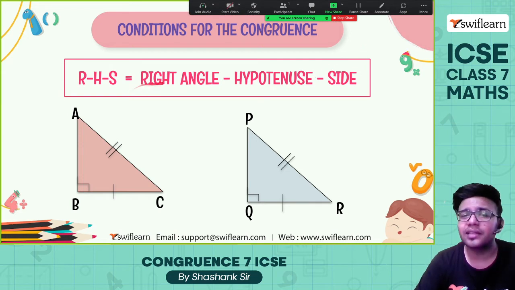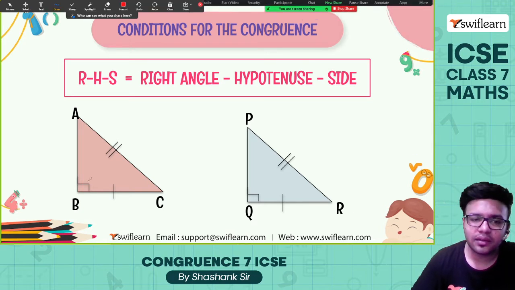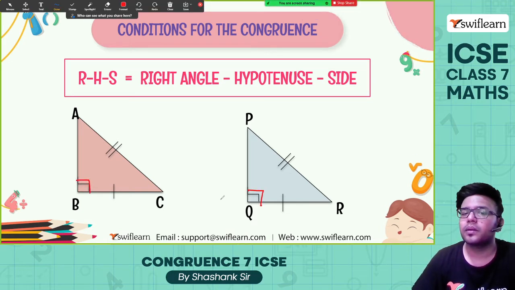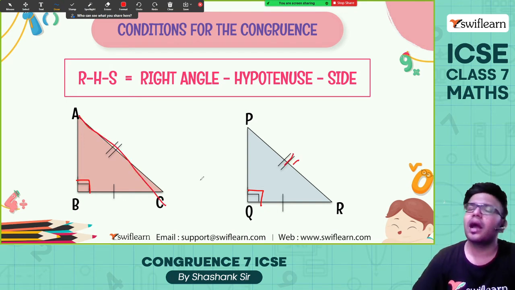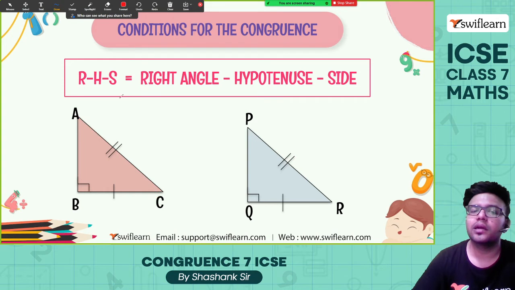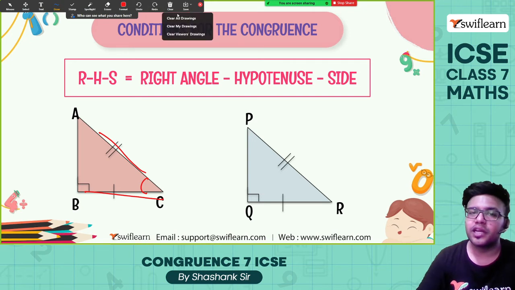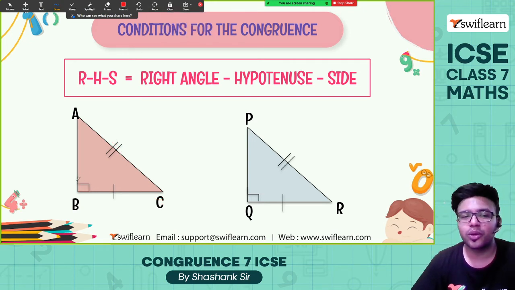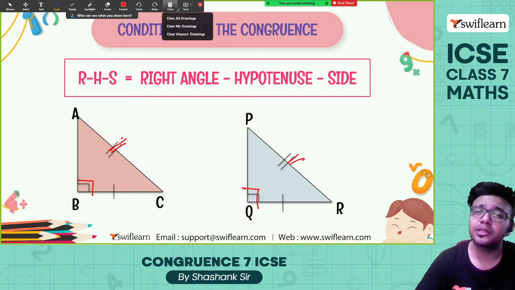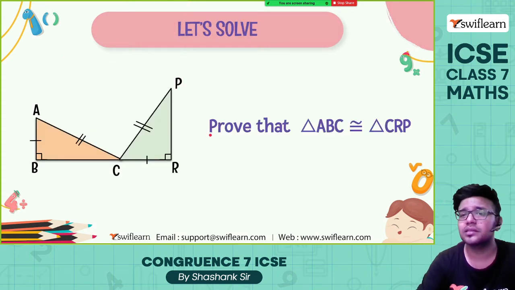The condition for congruence is RHS: right angle, hypotenuse and side. So two right angle triangles are there. 90 degrees will always be the same. If the hypotenuses are equal and any one of the sides is equal, we can say the two triangles are congruent. Earlier the condition was that if you are taking two sides, the included angle must be the same. Here it is okay because it's a special case, a right angle triangle. This means all the other angles and sides are the same.